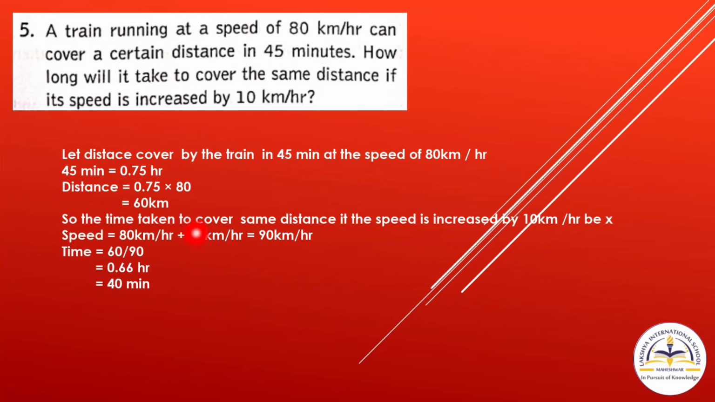Now the time taken to cover the same distance if the speed is increased by 10 km per hour: speed equals 80 km per hour plus 10 km per hour, that is 90 km per hour.